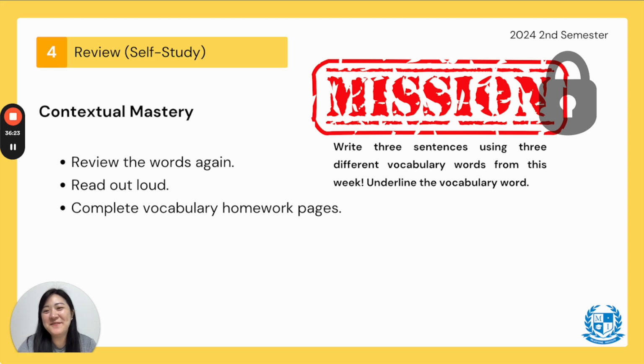So now, it's time for review and self-study. This is for contextual mastery. Review all of your words again. Read it out loud. And complete your vocabulary homework pages on 95 and 96.